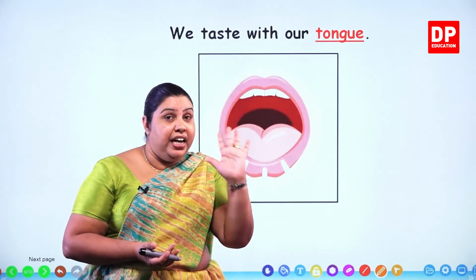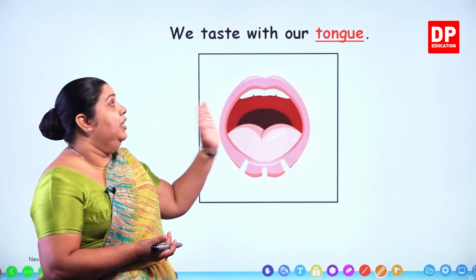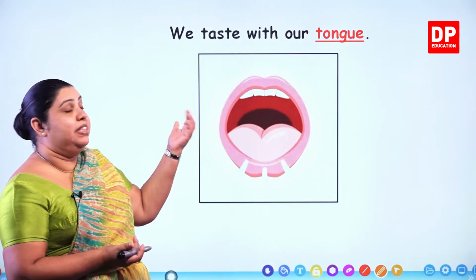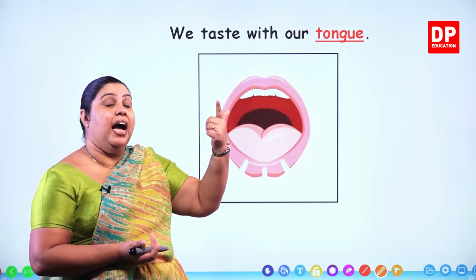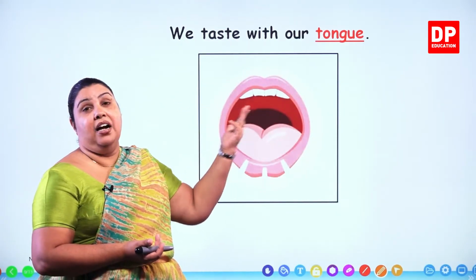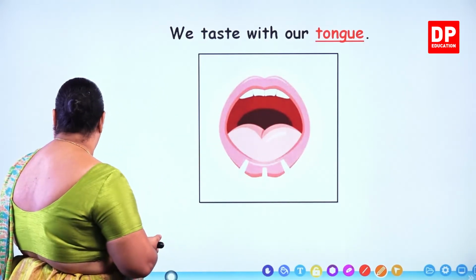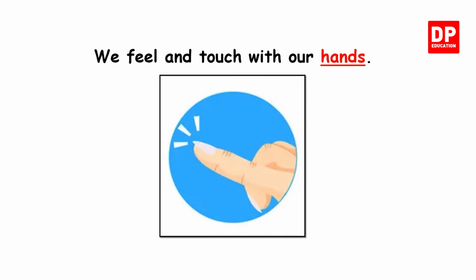So among our 5 senses, another important one is the tongue. So out of the 5 senses, the ears, the eyes, the nose and the tongue. What is our next sense? Let's go and see. Right. We feel and touch with our hands.